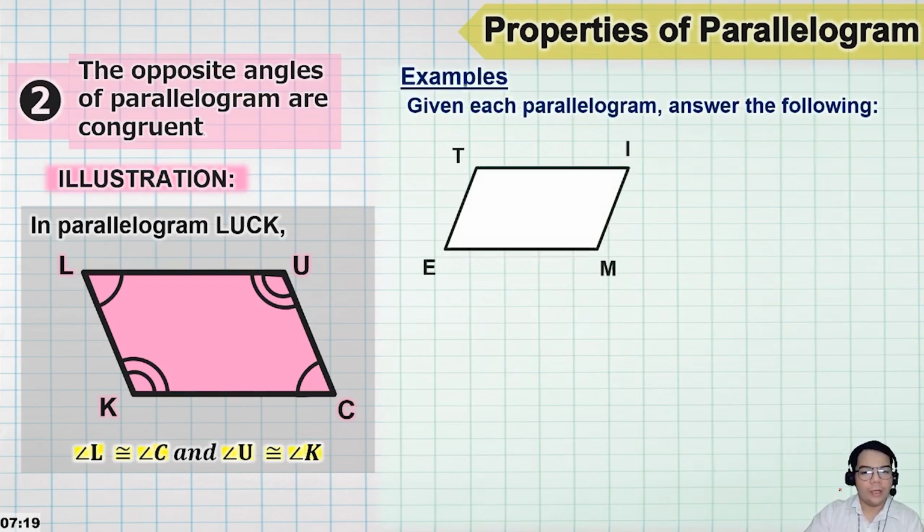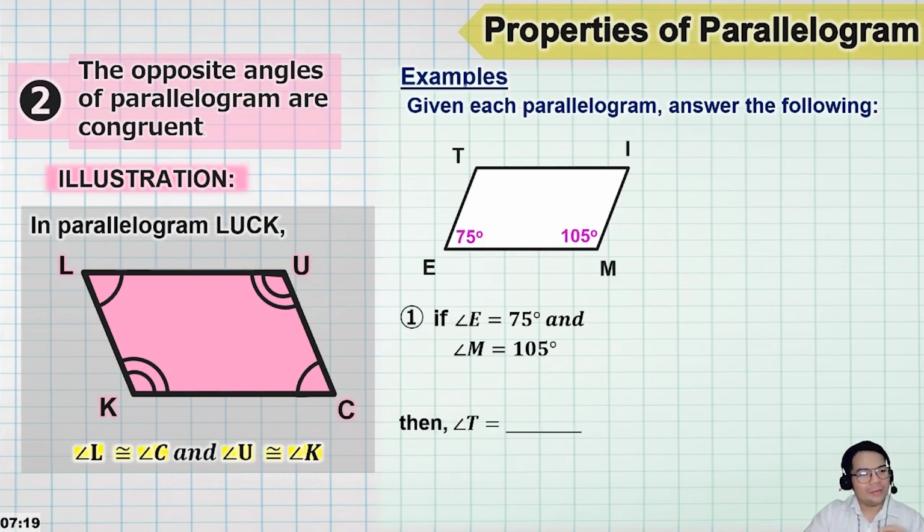For example, we have here parallelogram TIME. Yan, since this one is a parallelogram, if the measurement of angle E measures 75 degrees and the measurement of angle M is equal to 105 degrees, therefore, ayan yung given natin. What do you think is the measurement of angle T? Yes, it's gonna be 105 degrees and I think alam niyo na yung susunod na tanong. What's gonna be the measurement of angle I? 75 degrees. Okay, so that applies our property which is opposite angles are congruent.